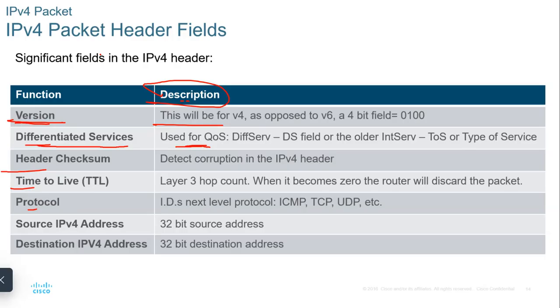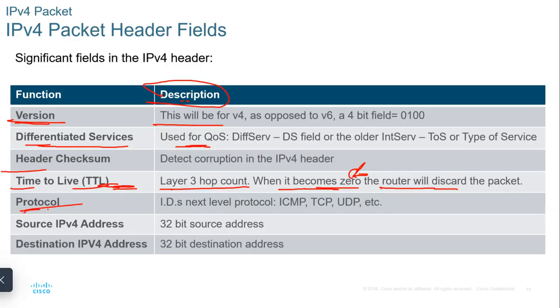Time to live is a layer 3 hop count. When this field is decremented to zero, the router will discard the packet. In other words, this helps to prevent packets from being sent endlessly on the network, for example from router 1 to 2, 3, 4, and then back to 1. It's this field that helps.